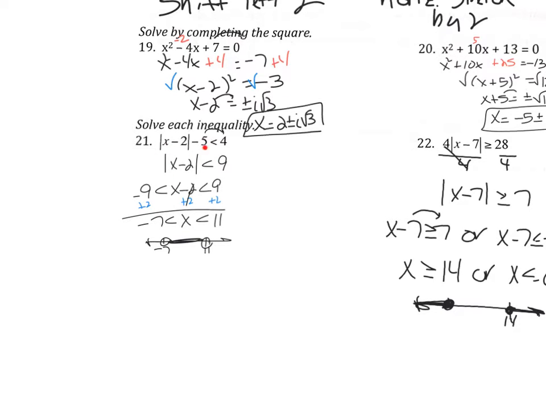21 is less than, but you've got to move the 5 over first and write this. Now, because it's and, it's less than, write it all big like that. And just add 2 to all 3 sides. Draw your number line. Done.